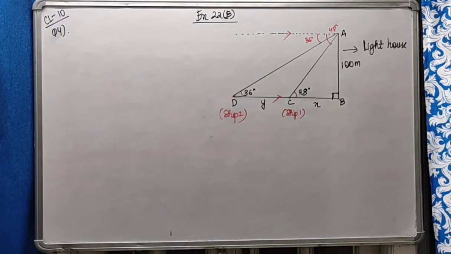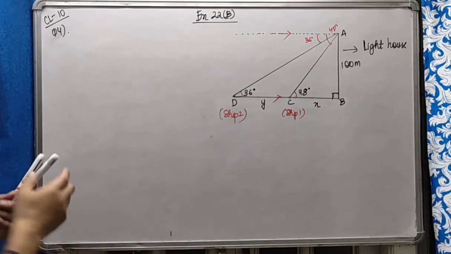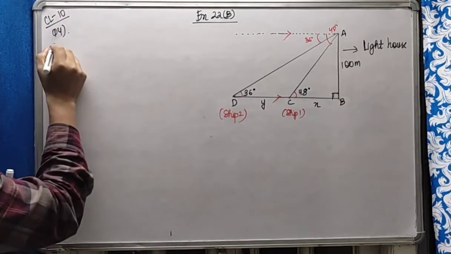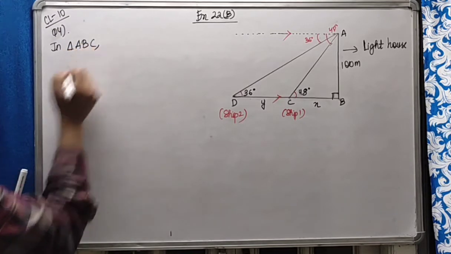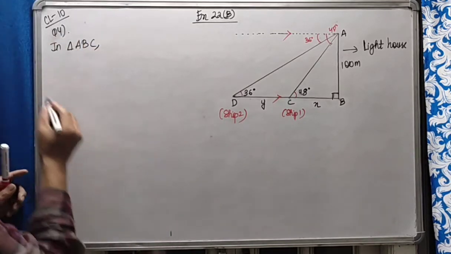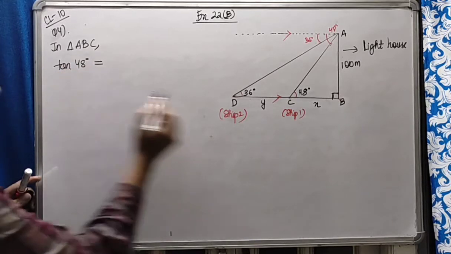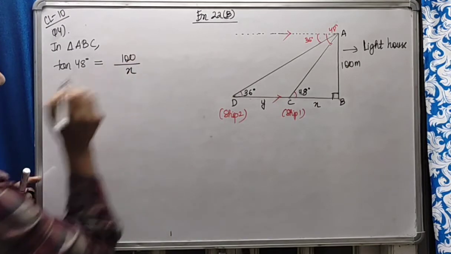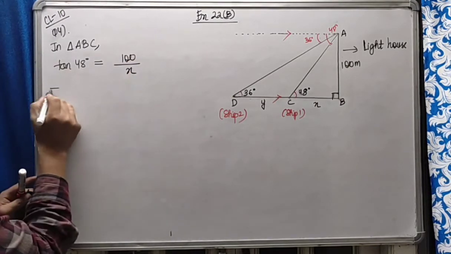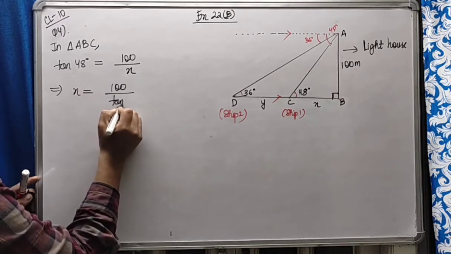All right. I have two right angle triangles, ABC and ABD. Again, we are going to use the same thing. So in triangle ABC, what will I use? I can use tan 48, but I will not use it, and I'll tell you why. Tan 48 is 100 divided by x, and from here I can easily find x, which is x equals 100 divided by tan 48.